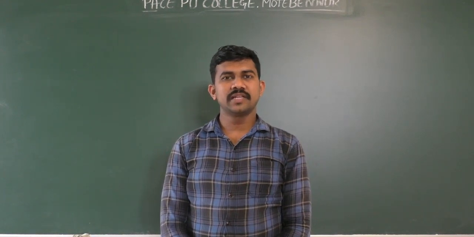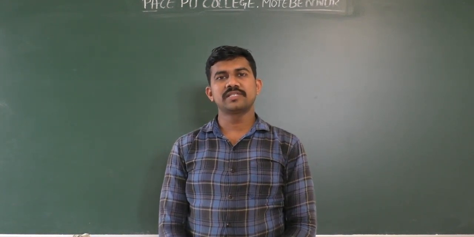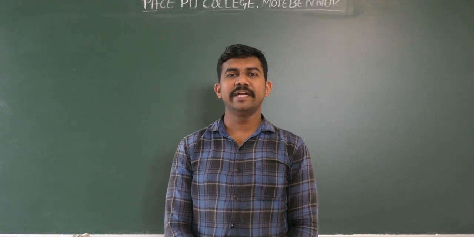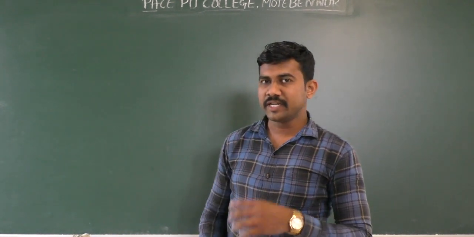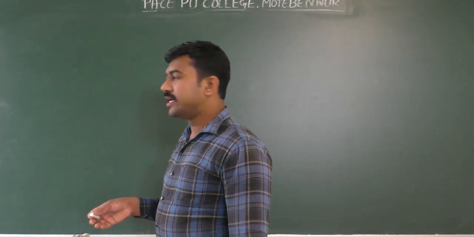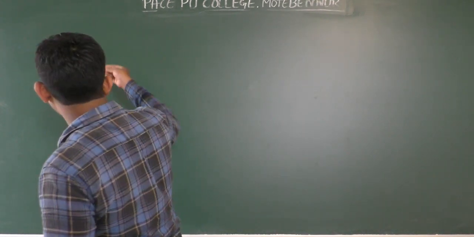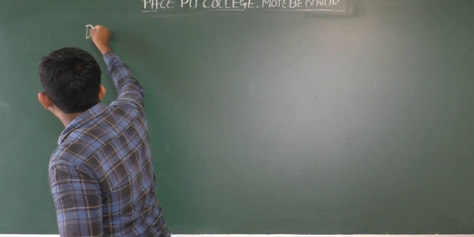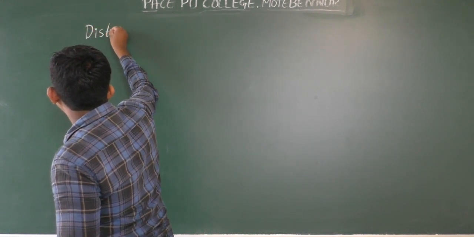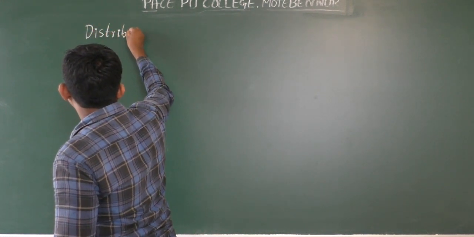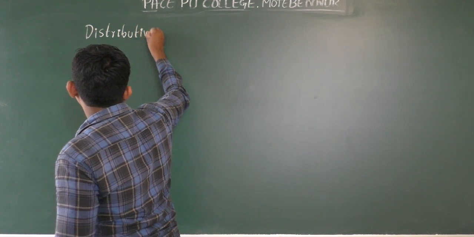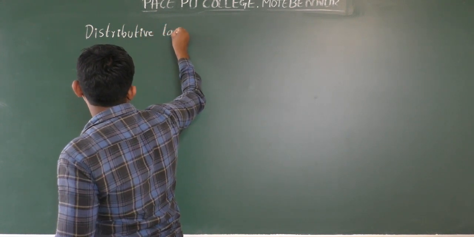Hi dear students, in the last class we discussed some of the properties of union and intersection. Now we will continue with the properties of union and intersection. The next property is the distributive law. So what is the distributive law or distributive property?